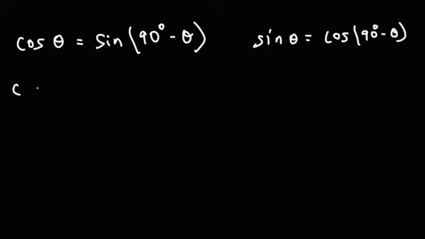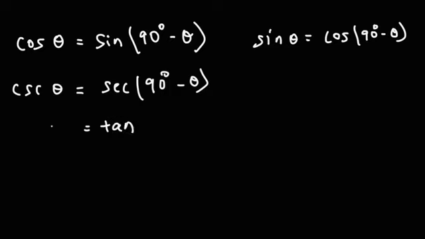Here's some other ones you need to know. The cofunction of secant is cosecant. So cosecant theta is going to be secant 90 minus theta. The cofunction of tangent is cotangent. So cotangent theta is going to be tangent 90 minus theta, which means tangent theta is cotangent 90 minus theta. You could swap them.